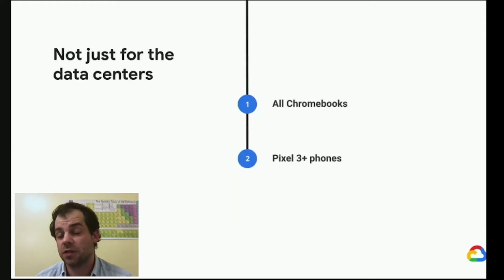So it's not just for the data center. We actually use this within all of our Chromebooks as well. So the Chromebook line has always had a hardware root of trust, historically a TPM.